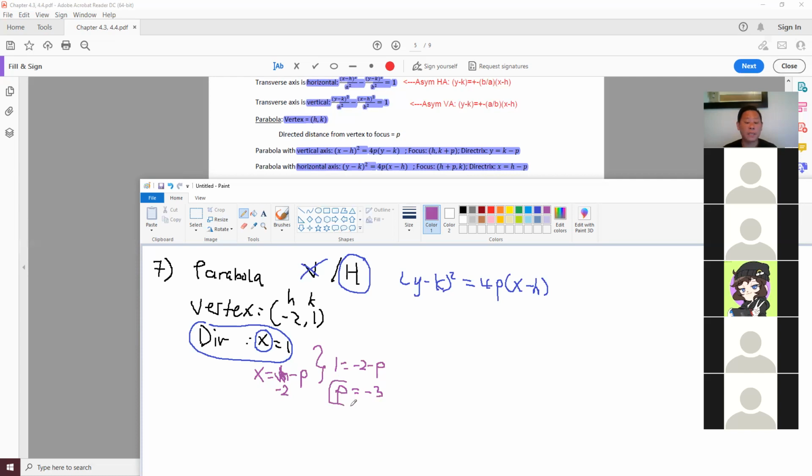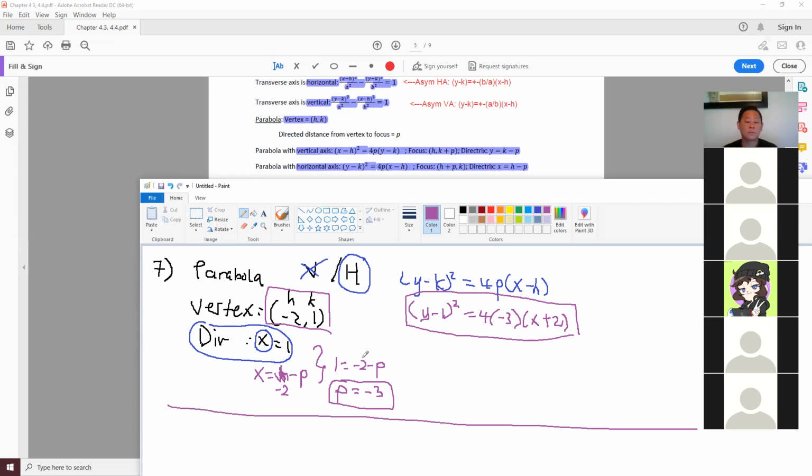Now we got p, we got the vertex, you plug into this formula. So we got (y minus 1) squared equals 4 times -3 times (x plus 2). This is your answer for this case. For parabola, p is the most important piece here.